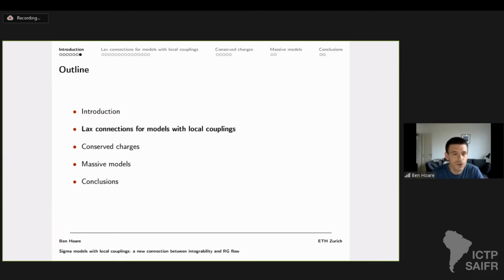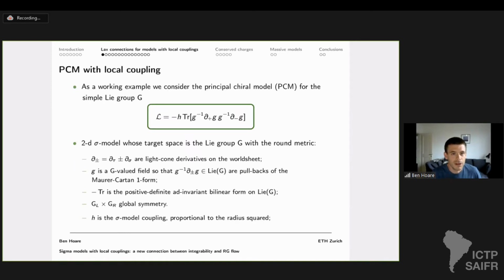The outline of the talk is as follows. Most of the talk will be on constructing Lax connections for these models. That's the main result of this work. If I have time, I'll say something about conserved charges, and then a brief comment on what happens for massive models, and then I'll conclude. Okay, let me turn to Lax connections.